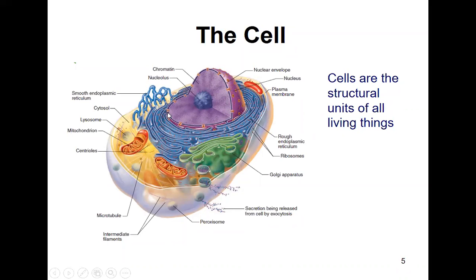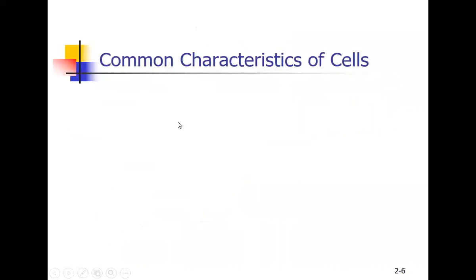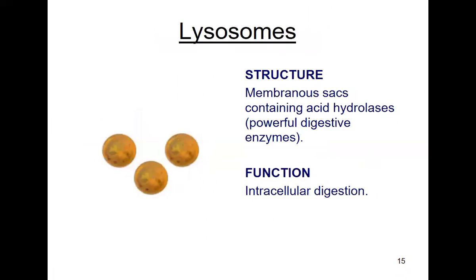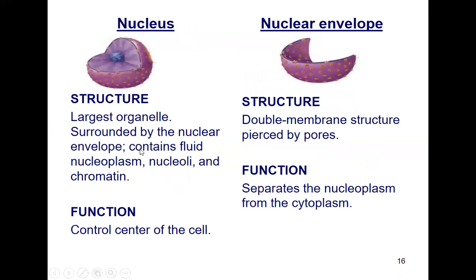So the nucleus is the largest organelle and it is the brain of the cell, a very important structure. It acts as the control center of the cell. Then the covering around the nucleus is called the nuclear envelope. This is also a double membrane structure.